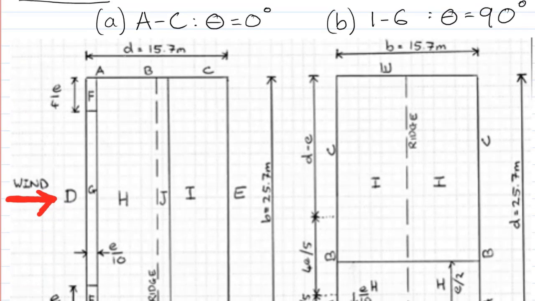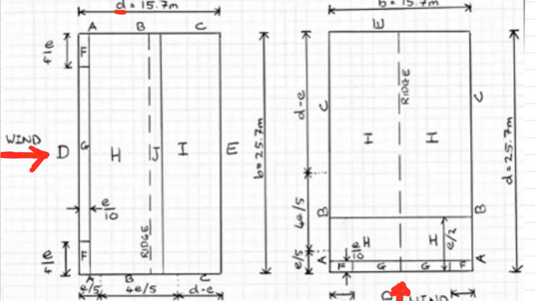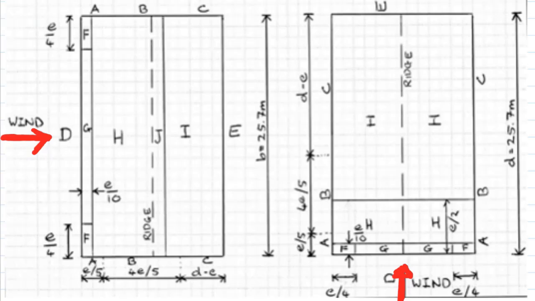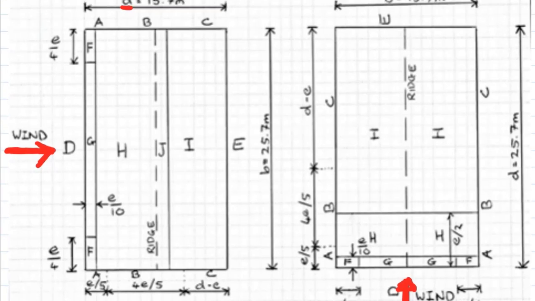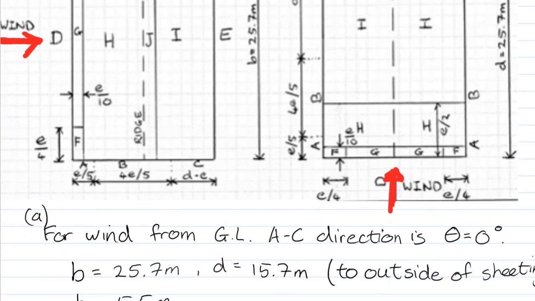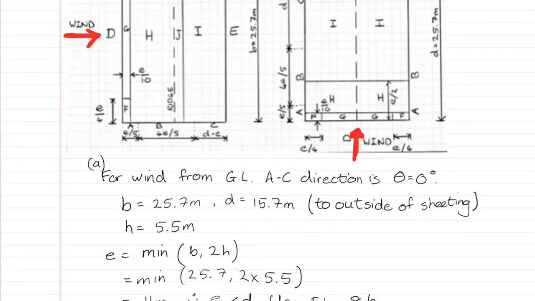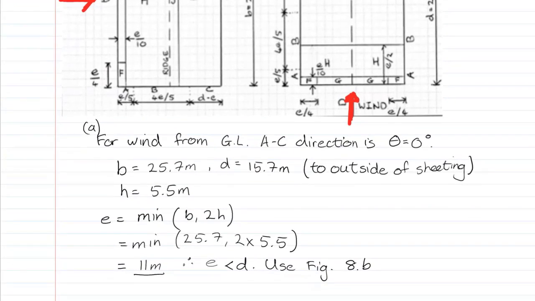If this dimension D here is relatively short, you might only have zone A. As the building gets progressively longer and longer, which is a function of the height, then you might have A and B, or A, B, and C. In this case, you can see we're using figure 8b because of the dimensions we have.